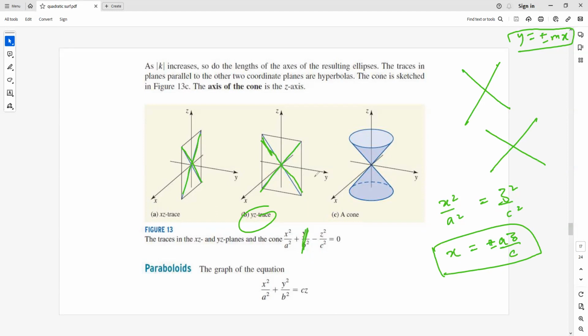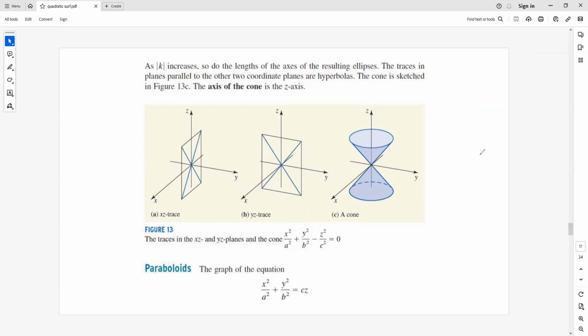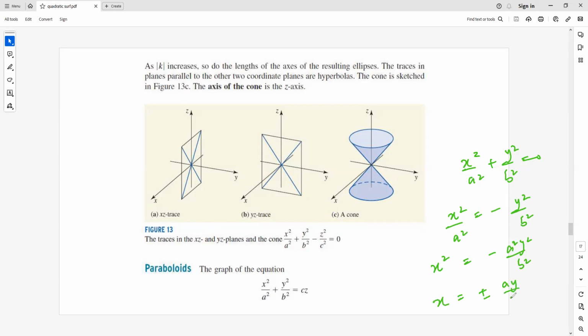and now this equation here, that is x squared over a squared plus y squared over b squared equals 0. We can shift this to the right side like this. Again, we have x squared equals negative a squared y squared over b squared. So we'll get x equals plus or minus a y i over b, because of this negative sign, if we take a root on both sides.